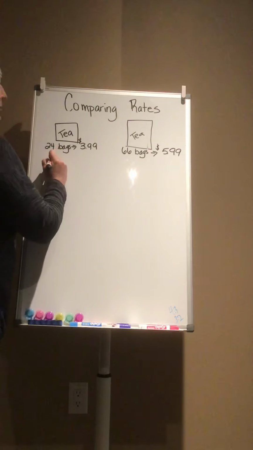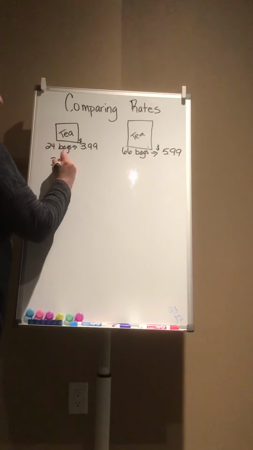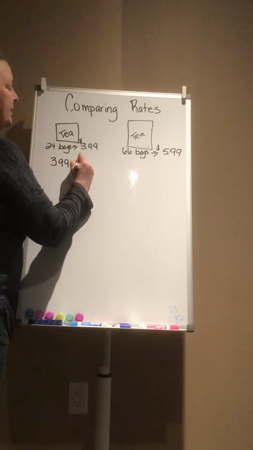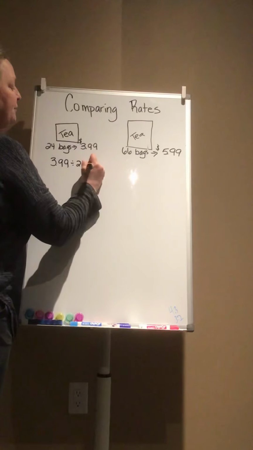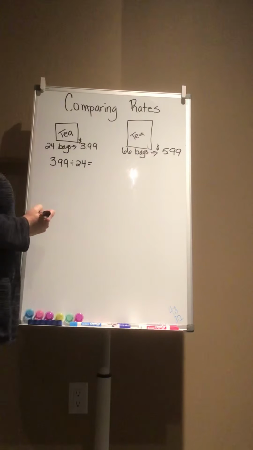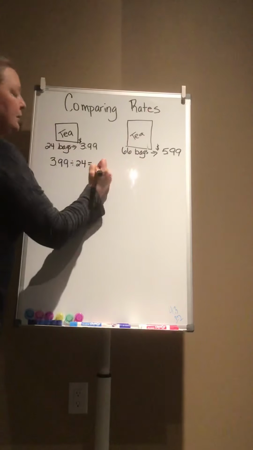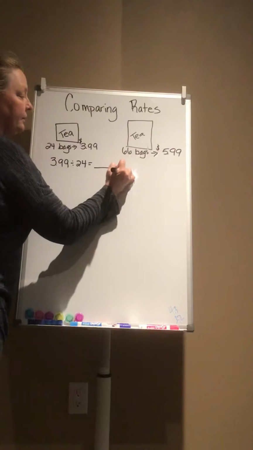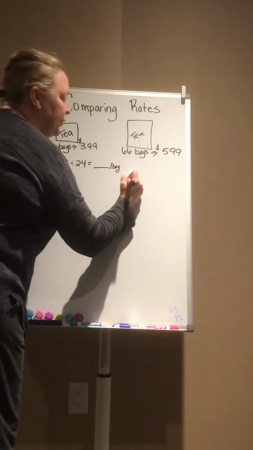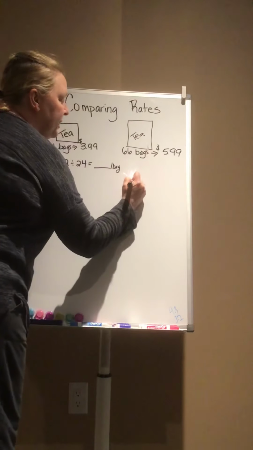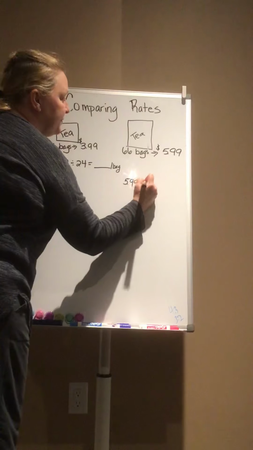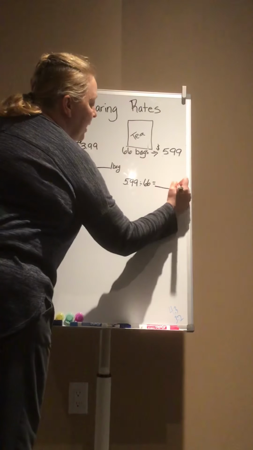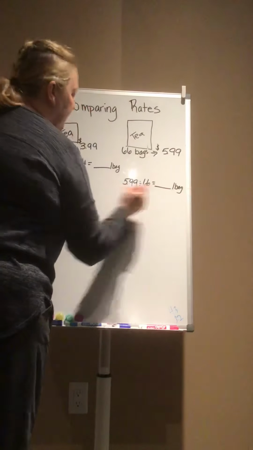So what I need to do is I take the amount, the $3.99, and I divide it by the number of bags. And that's going to give me the price per tea bag. And I'm going to do the same thing over here. I'll just move it down a little bit. $5.99 divided by 66 is going to give me the price of one tea bag.